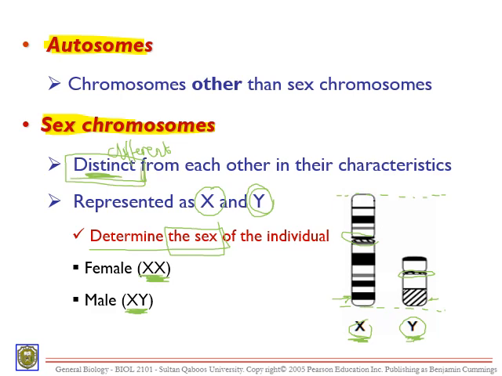Now these X and Y chromosomes determine the individual's sex. Let me change the font color here. Let me select a darker color. If it was a female, then she would have X, X. So these are the same length. If it was a male, then he would have an X and the short Y over here. These are sex chromosomes.